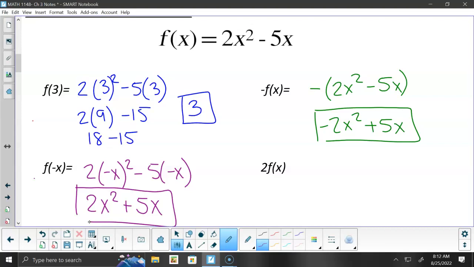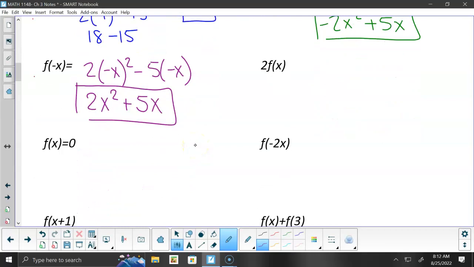And then what are we thinking for lower right-hand corner? Yeah, we're just distributing. Multiply each of those individual terms by 2. So I've got 2.